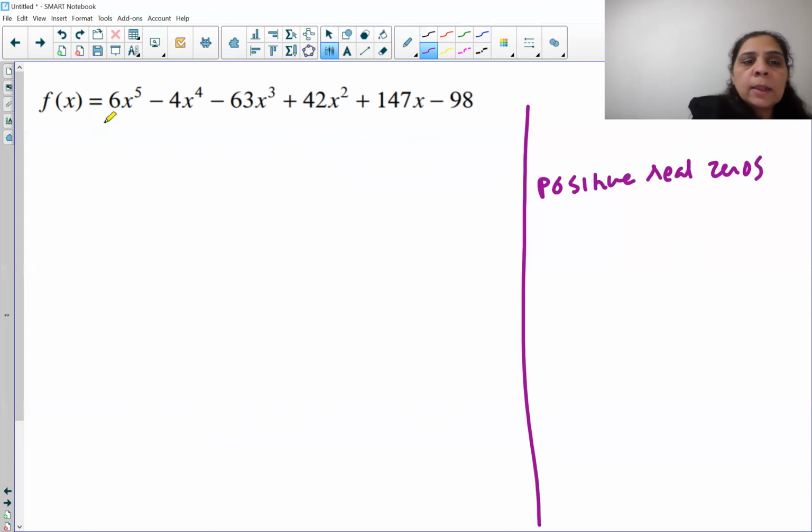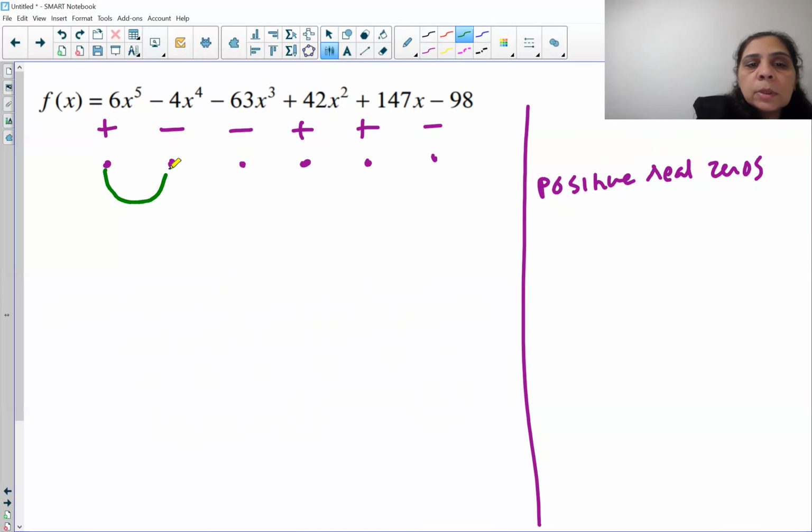So how will we check? See, first term we have positive, negative, negative, positive, positive, and negative. And then we can make a dot, it will make it easier to see first term to second term. Positive to negative, sign will change. Negative to negative, sign will not change. Negative to positive, it changes. Positive to positive, not a change. Positive to negative, it will change.